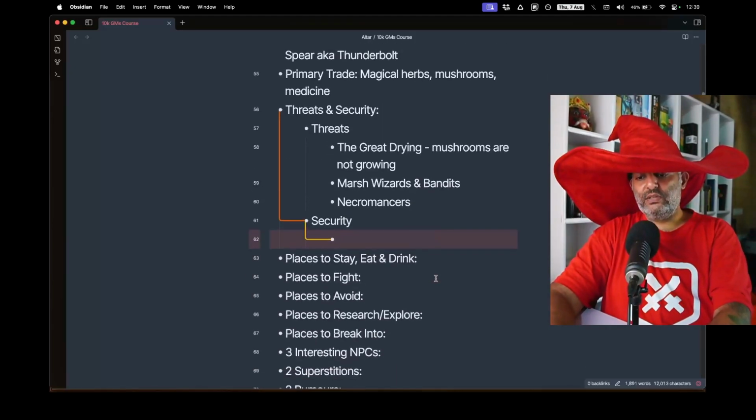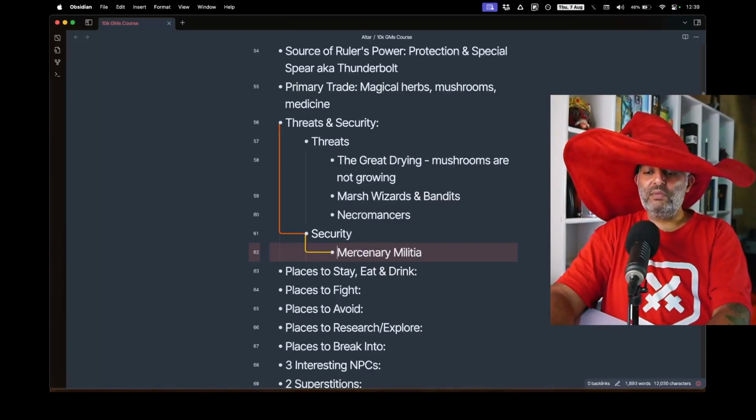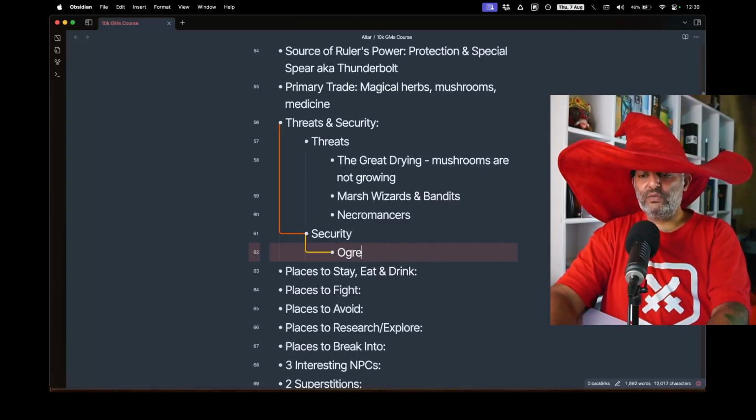Security is going to be a simple enough mercenary militia. Ooh, you know what? Maybe not. Maybe look, we have the ogre thing, right? So we have what is that? Flesh golem police force, right? Yeah, flesh golem police force.